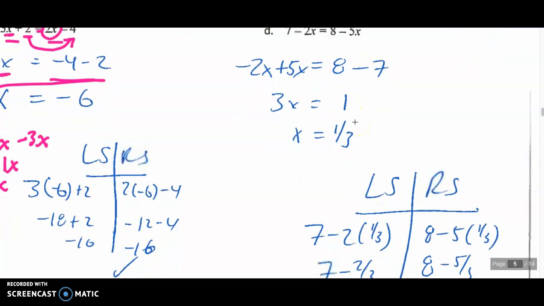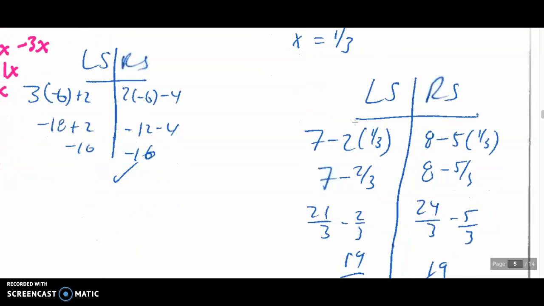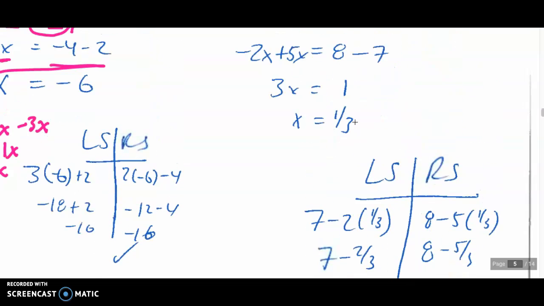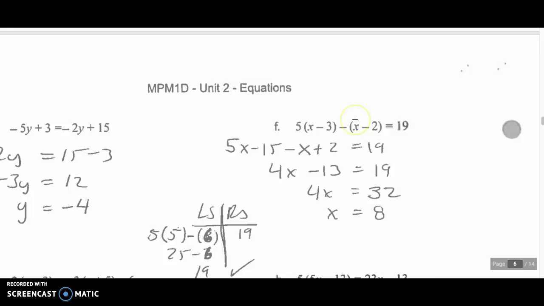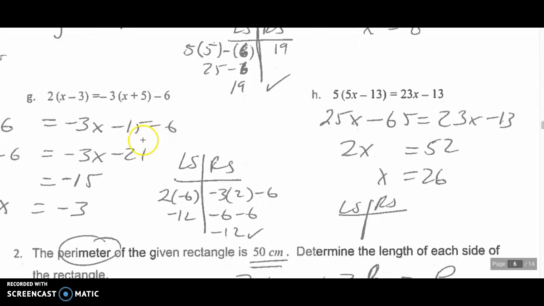You end up with 3x equals 1, which is a third, and that's a bit of a pain when you do your check, but if you do your check, you will get the same thing. Okay. A lot of questions the same. Then we get to questions with brackets. Same thing, but you're going to have to open the bracket first.